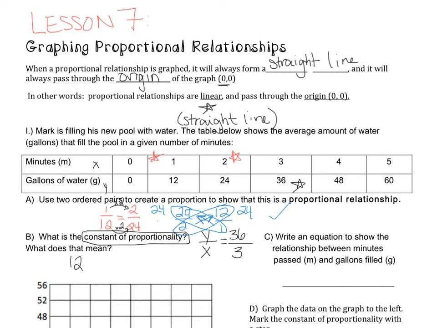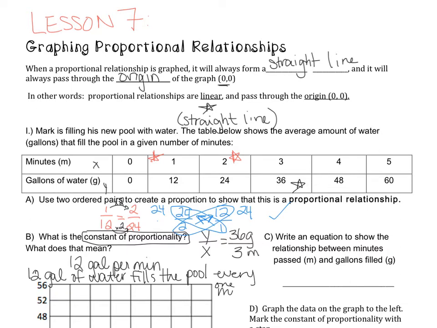But that really makes absolutely no sense unless I tie my units with it. So if I look back at 36, it was in the gallons of water category. So it's going to be 36 gallons in 3 minutes. My unit rate would be 12 gallons per minute. And what that means is that 12 gallons of water fills the pool every 1 minute. 12 big milk gallons of water fills the pool every minute.